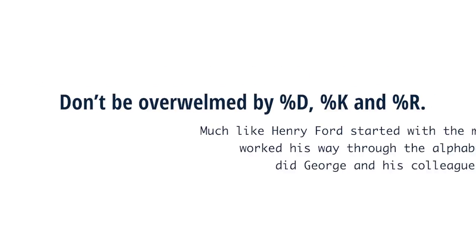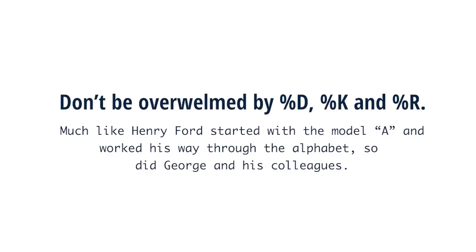So not to get confused with %D, %K, %R, that type of thing: Henry Ford started with the Model A and went B, C, D, E, F, G, all the way through to T until he came out with the Model T success. And so when George Lane and his colleagues were doing that for stochastics, they kept working their way through, and they did the same thing. They used %A, %B, %D to try and find a rhythm that worked out nicely.